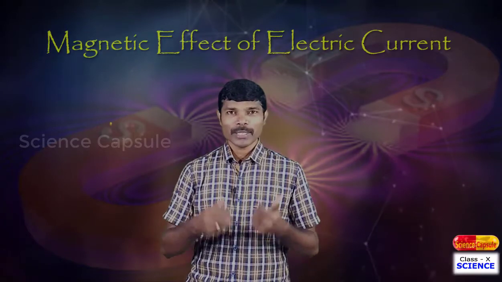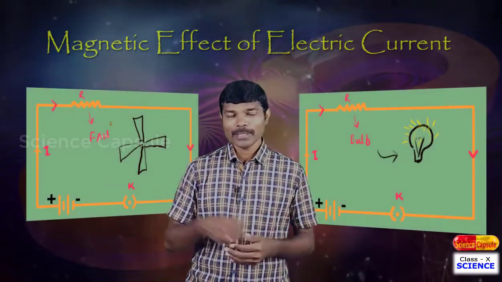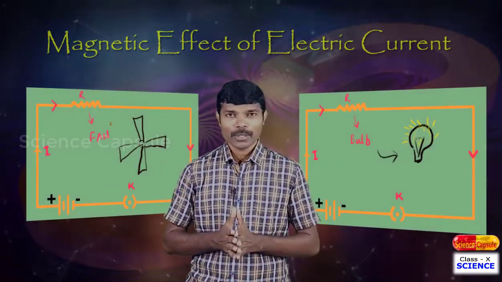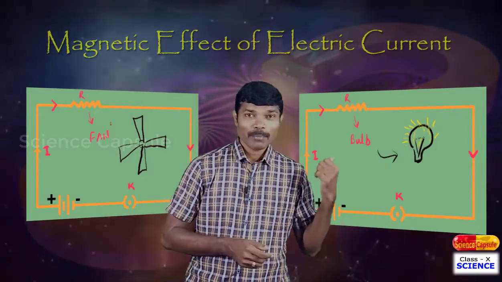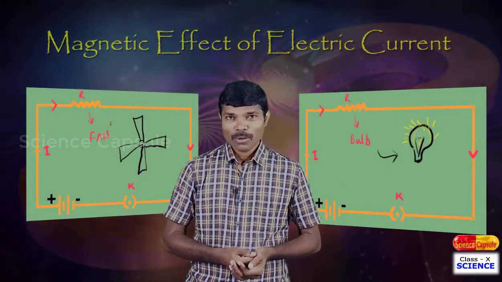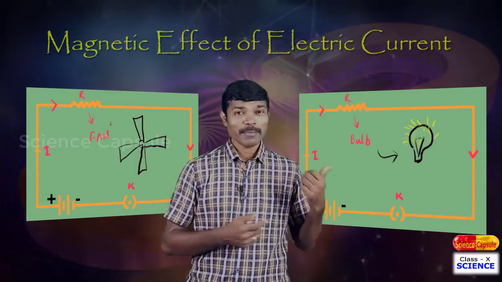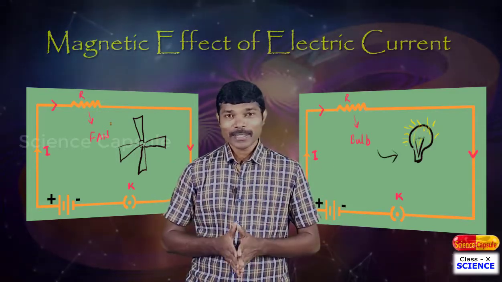Dear students, we have two circuits on either side. In one, a bulb is there and in another one is a fan. Let us suppose if we put on the switch, here the bulb glows but the fan does not, and here the fan rotates and the bulb does not rotate. What could be the reason?